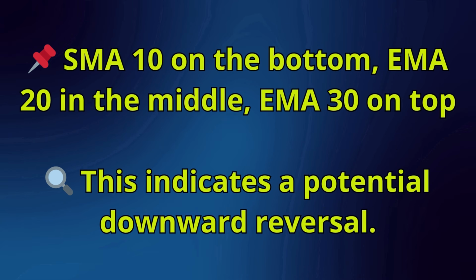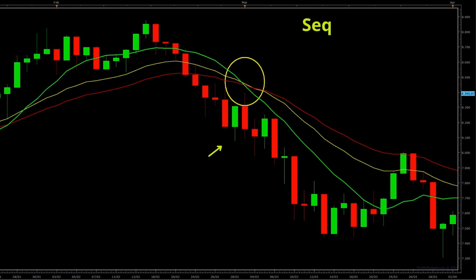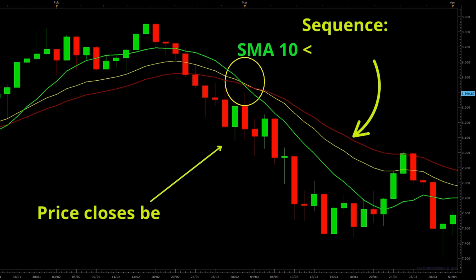This bearish alignment, with the fastest average on the bottom and the slowest on top, confirms that sellers are in control. This structure fanning out to the downside is a strong visual indication of a potential downward reversal and building bearish momentum. Here is a clear chart example of a short setup.